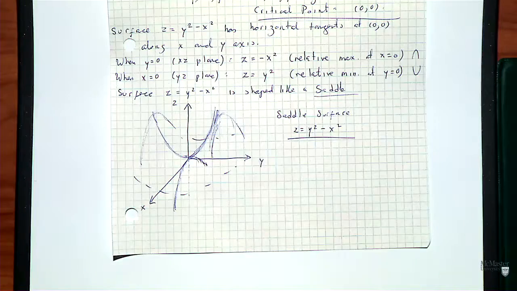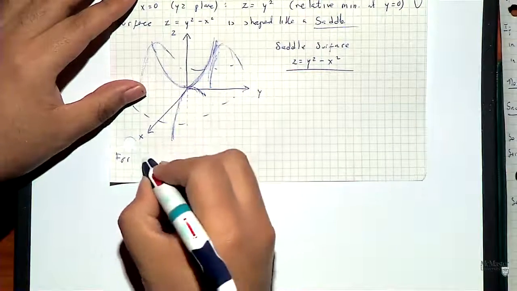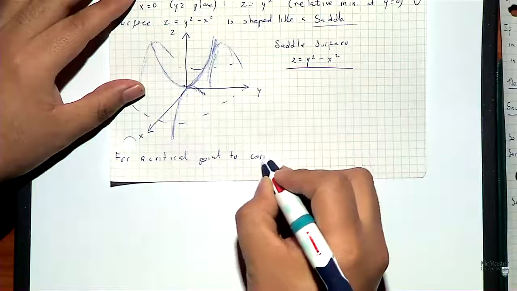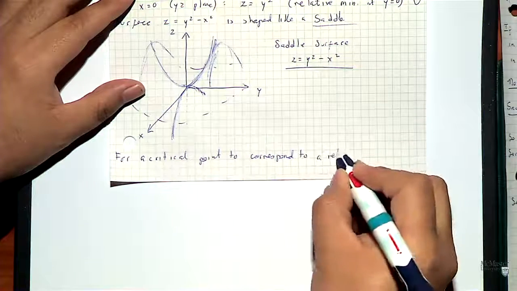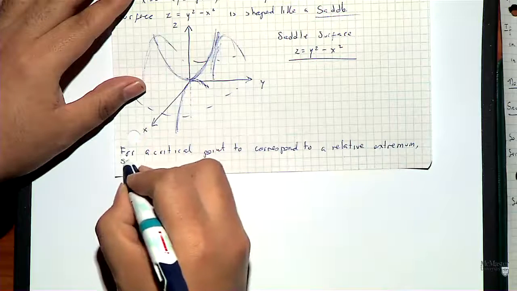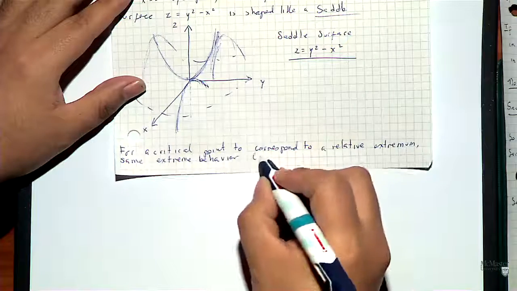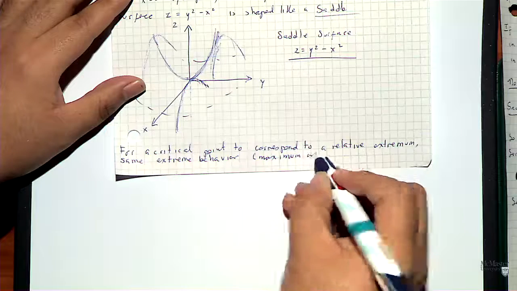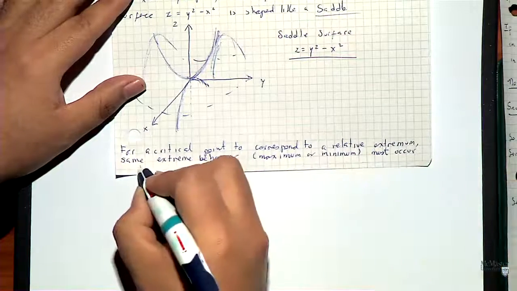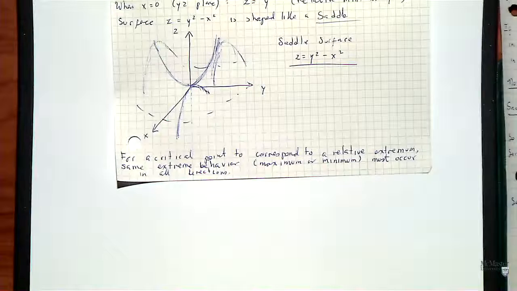And, well, something that I think is intuitively obvious is to mention that for a critical point to correspond to a relative extremum, the same extreme behavior, either maximum or minimum, must occur in all directions, which is precisely the problem with the saddle, because in one direction it grows and in the other it decreases.